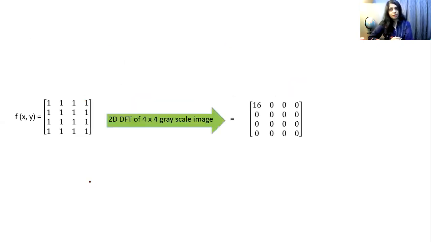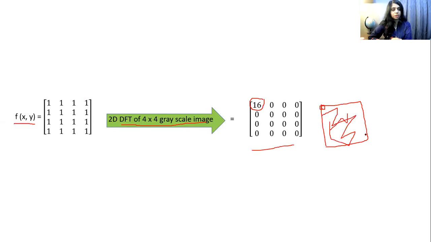So what we did, we had the image f of x comma y, we took the two-dimensional discrete Fourier transform of the grayscale image and we got this. If you observe this image, what kind of image is it? It is 0, 0, 0. 0 represents black pixels and this value represents white pixels. So you will get white at this particular corner and all over the image it will be black.